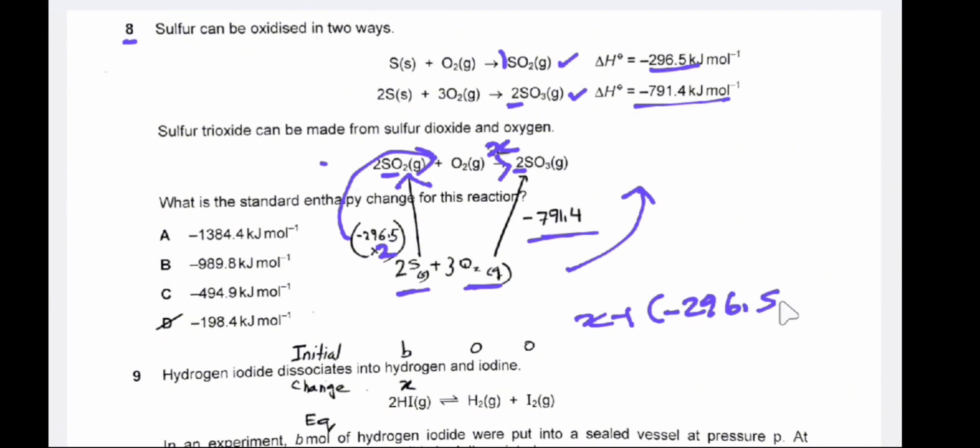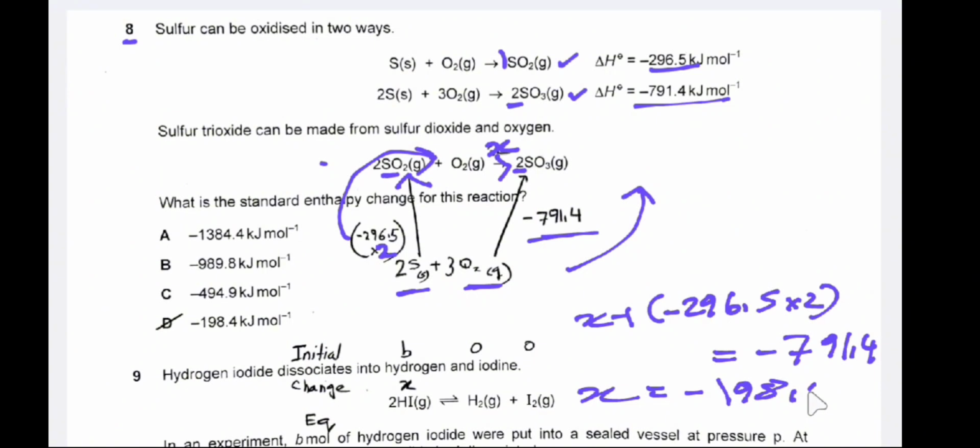Then for sulfur trioxide, initially it is 2 moles of sulfur trioxide, and here also 2 moles of sulfur trioxide, so no change occurs and we write the value as usual. We need to find the value of X. This arrow is pointing in this direction, so this is one path, and this arrow is pointing in the opposite direction, so this is the other path. So X plus this value minus this value, that is X plus negative 296.5 into 2 is equal to negative 791.4. So we get the value of X as negative 198.4 kilojoules, that is T.